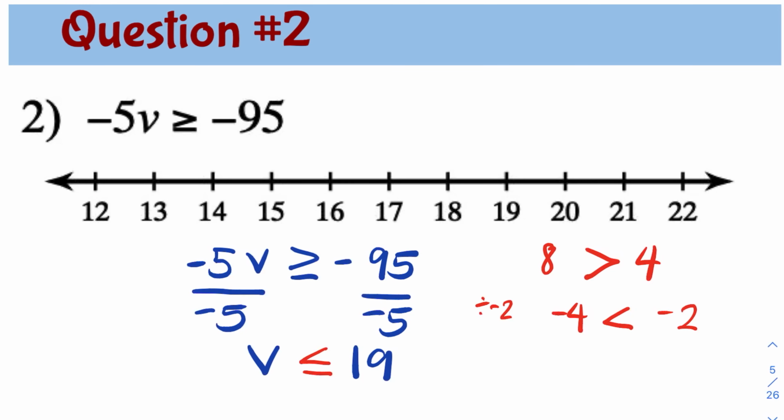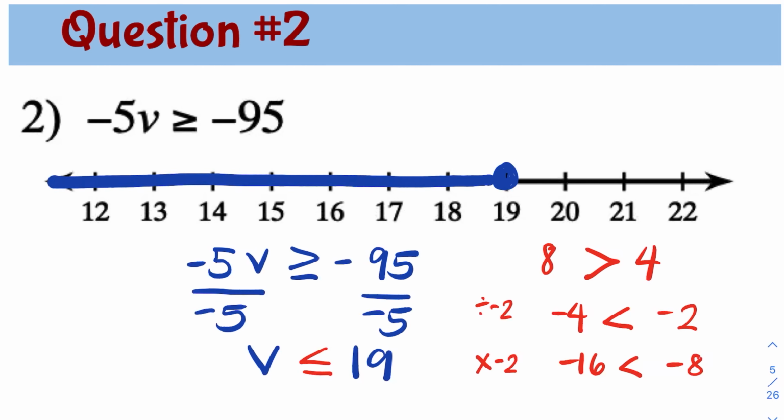And the same thing when you're multiplying by negatives. For example, if I multiply this by negative 2, 8 becomes negative 16, and 4 becomes negative 8. And again, negative 16 is no longer greater than negative 8. It's now the other way around. Again, if you're dividing by a negative or multiplying by a negative, you always have to switch the inequality sign. Now let's graph v is less than or equal to 19. So 19 is part of the solution, so this will be a closed circle. It is less than or equal to, so that means the arrow should be pointing to the left.